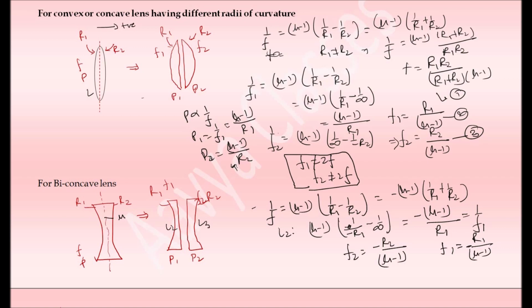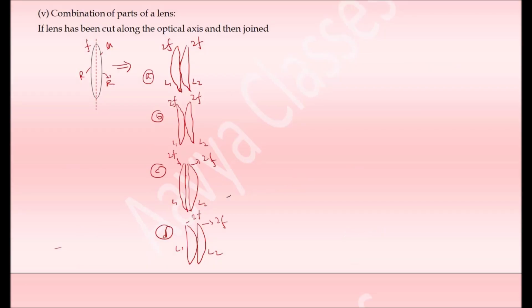So clearly in this way we can calculate the power, as it is inversely proportional to focal length. We can see that in case of biconcave lens also, if we cut the lens along the optical axis and if r1 is equal to r2, then for this cut lens f1 is equal to twice f and f2 is also equal to twice f. So clearly the focal length becomes twice or power becomes half if we cut a biconcave lens into two equal parts. Now we will learn combination of parts of a lens.